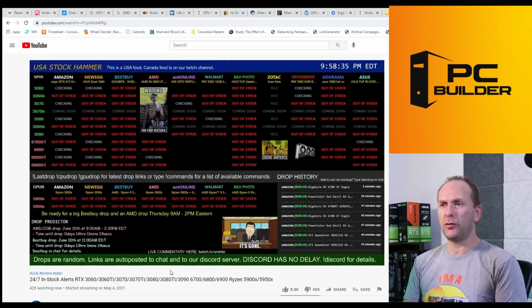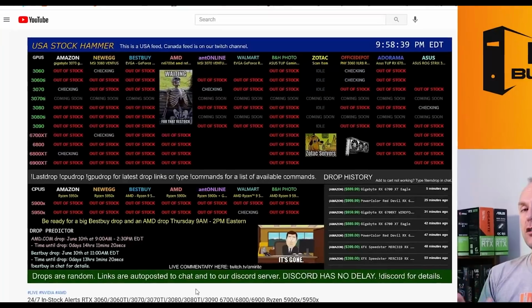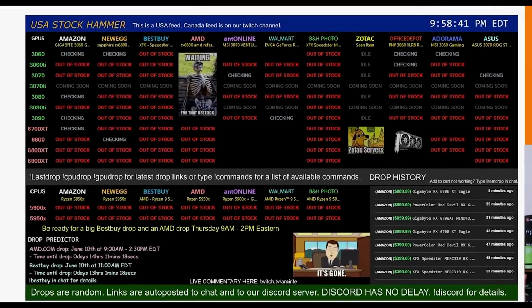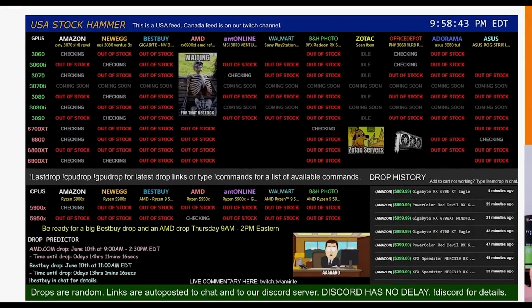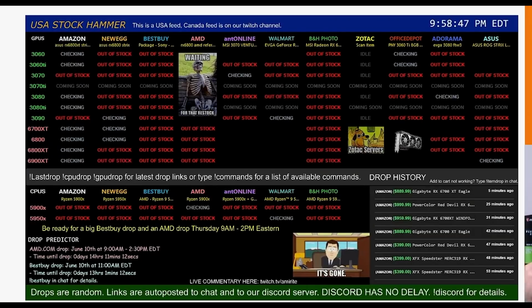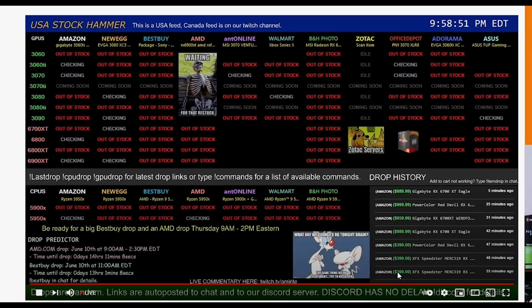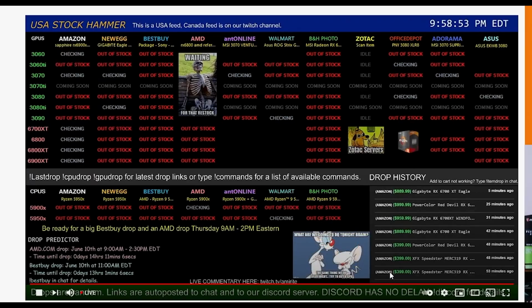You can also find these on Twitch. I'll just zoom out of this a little bit so you can see what's actually going on here. It's a stock checker, and it's a bot, and they post links in the chat when something comes up. I mean, you probably can't see the chats off the screen, but this is one way to get it. And of course, they also list the drop history, which is really nice. And these cards are still dropping.